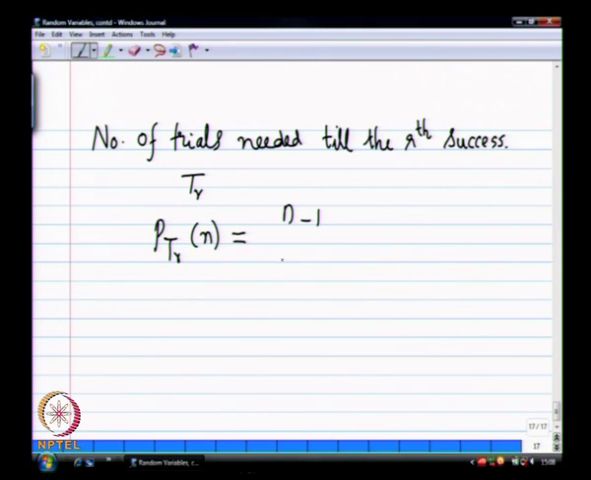So I have r successes. If in exactly n trials I need r successes, then what should I have? The last one is a success, so I should have r minus 1 successes before this one. Therefore it is n minus 1 choose r minus 1. In the n minus 1 trials that preceded this one I have r minus 1 successes, and this is only for the n minus 1 trials, q.